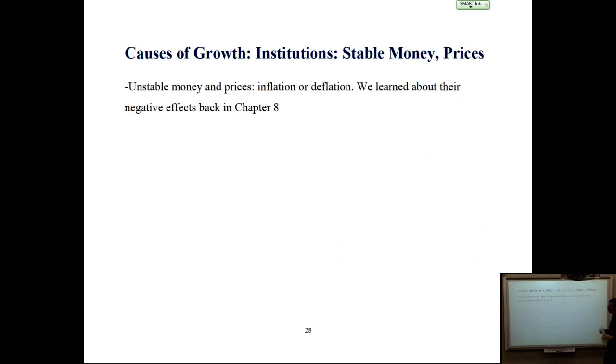All right, institution number 5, stable money and prices. We're trying to avoid the big problems that arise with inflation and also with deflation. So I don't have to say a whole lot about that because we have a whole chapter on the cost of inflation. As we saw back there, inflation causes some very real problems in the economy, so you've got to keep it under control if you want to get a good environment for economic growth.